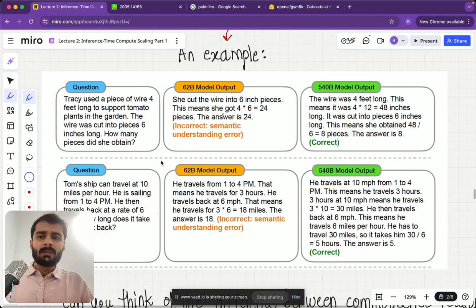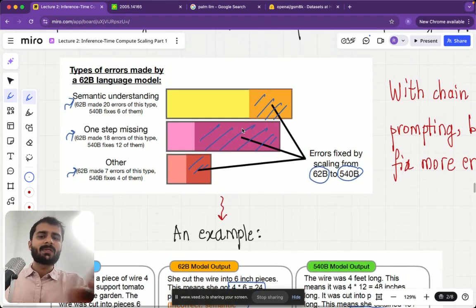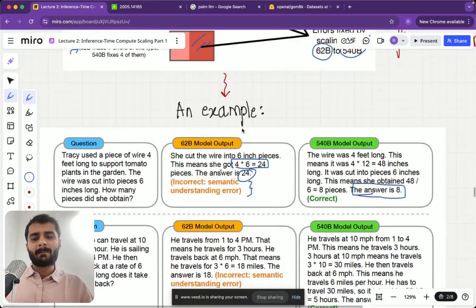So totally there are 4 into 12, which is 48 inches, and then the number of pieces are 48 divided by 6, which is 8, which the larger model answers quite correctly, but the smaller model gets confused. It actually just multiplies 4 into 6 and gives the answer as 28. So this is a semantic understanding error which is fixed in the larger model. This is one example out of all these examples which have been highlighted in the previous figure.